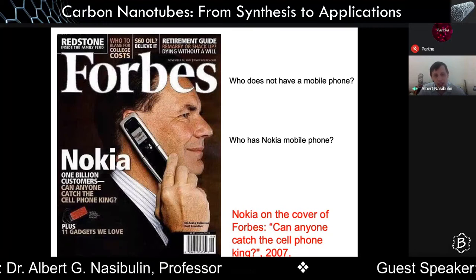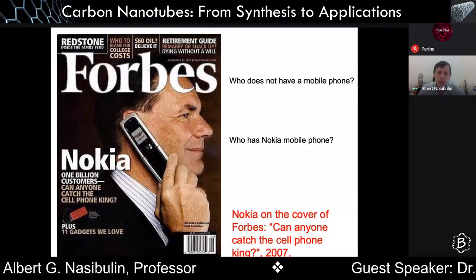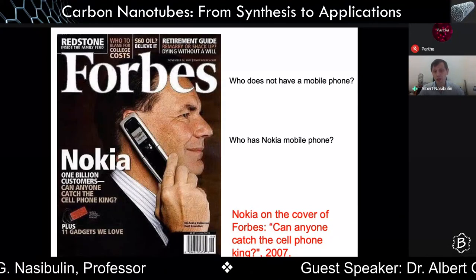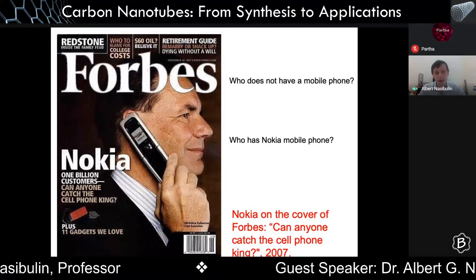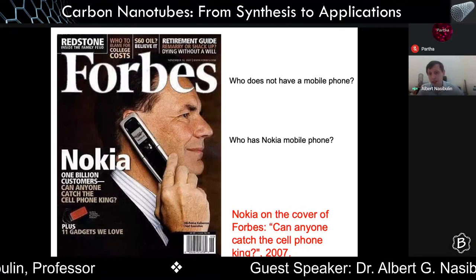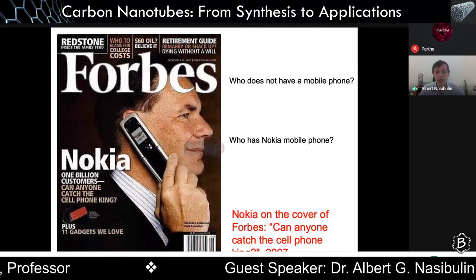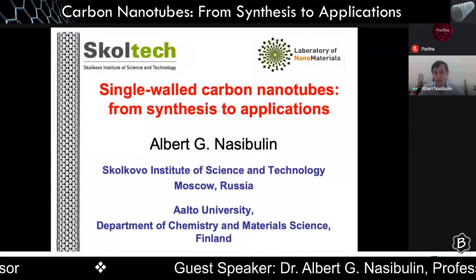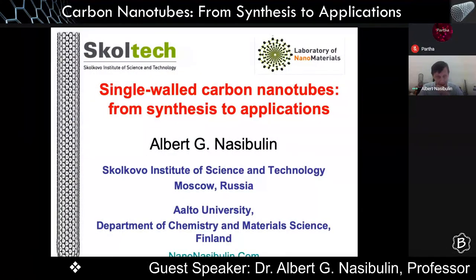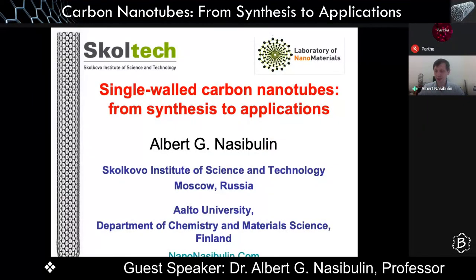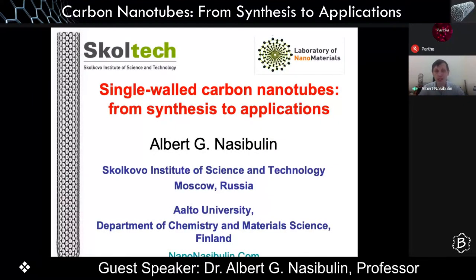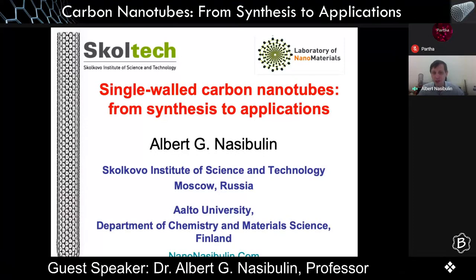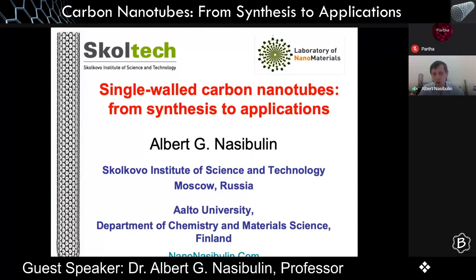And one of those, in my opinion, is that they did not put enough effort into developing smartphones, namely the materials which could be utilized for transparent conductors, like, for example, carbon nanotubes. If they had spent more time on this, probably they could have solved this problem. And I will tell you today about single-walled carbon nanotubes from synthesis to application, based on my own experience.